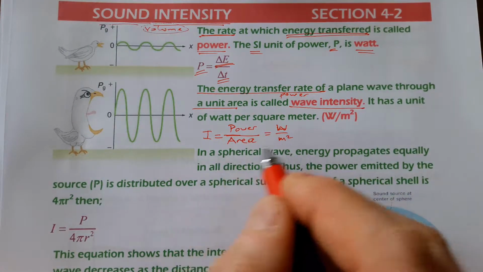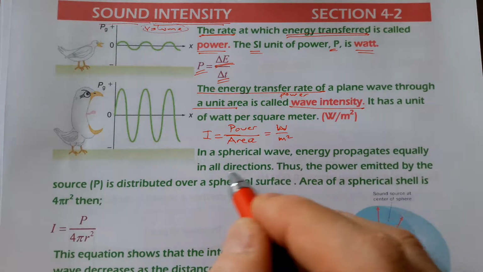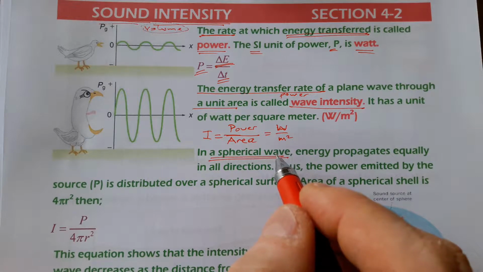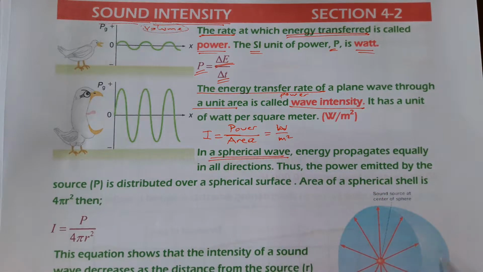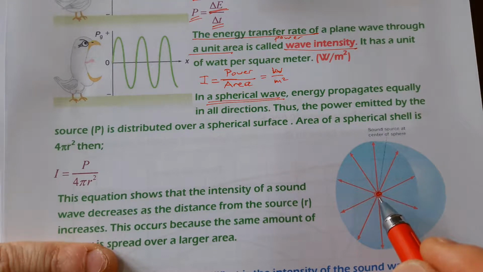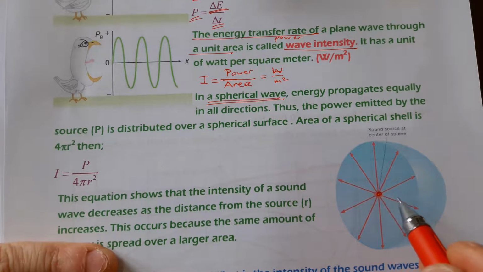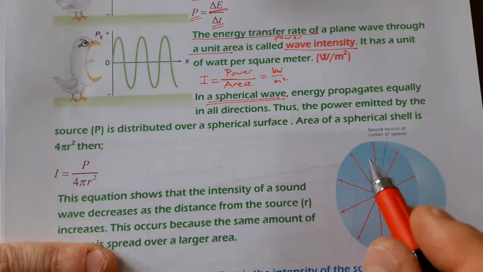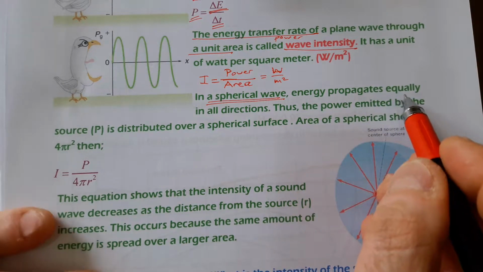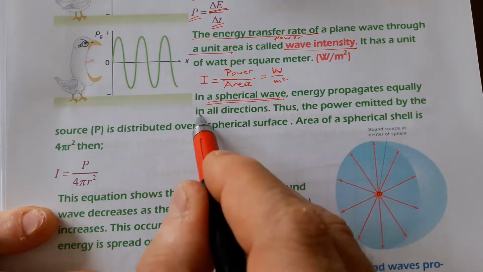In a spherical wave, energy propagates equally in all directions. Why spherical wave? Because sound travels in space like a sphere, as you see right here. Here is a source. The source produces a sound. This sound travels in all directions, up, down, right, left, back, forth, and so in all directions this sound expands. When you combine all these expansion points, you obtain a sphere. For that reason, in a spherical wave it's said energy propagates equally in all directions.